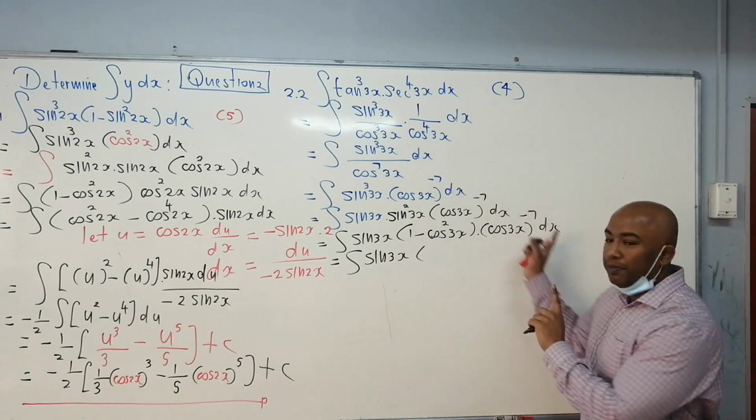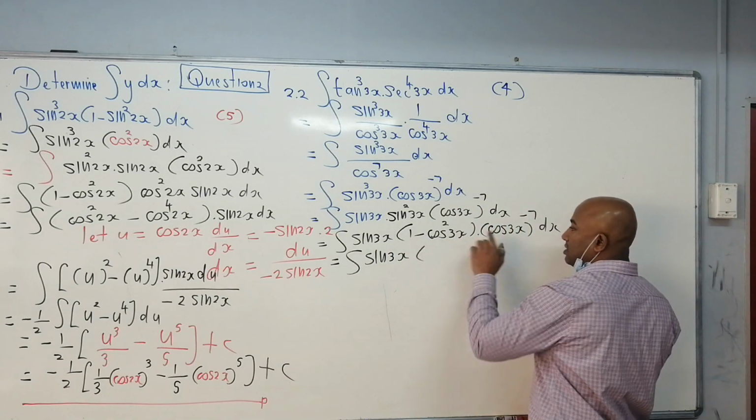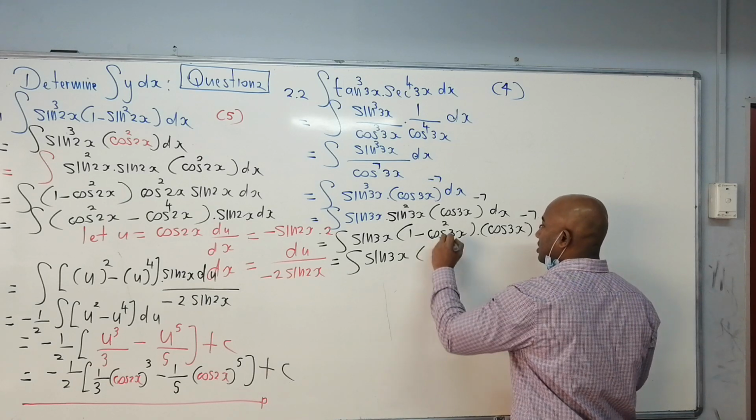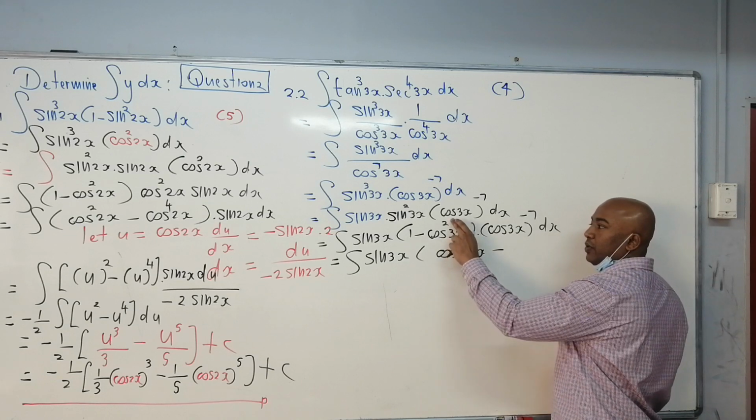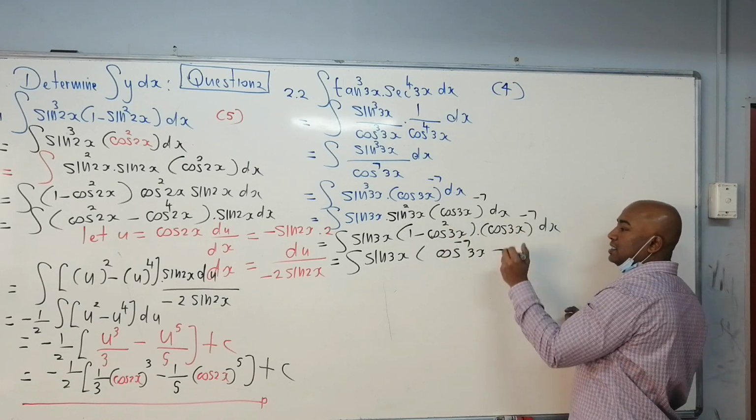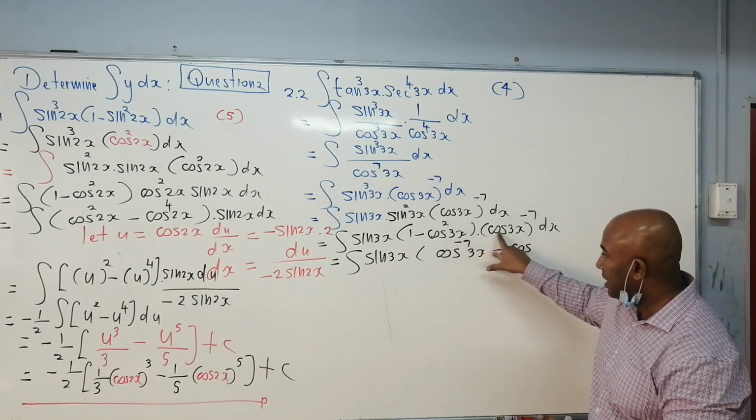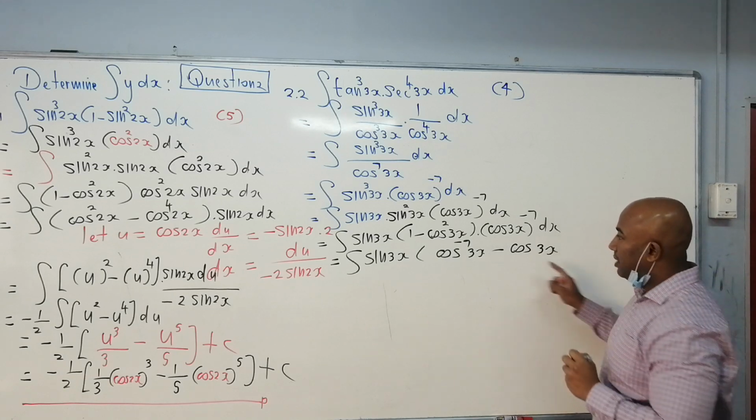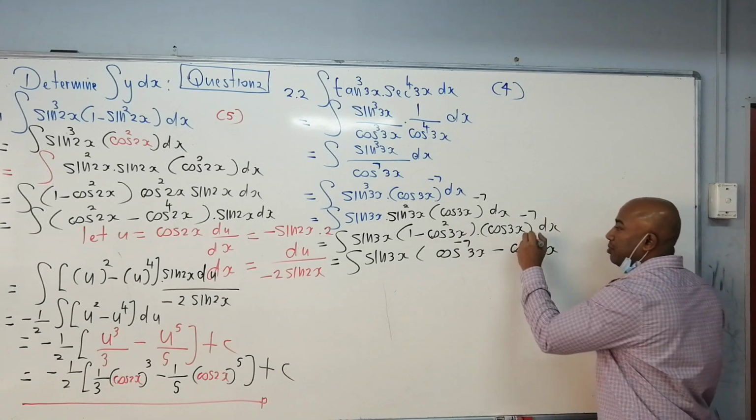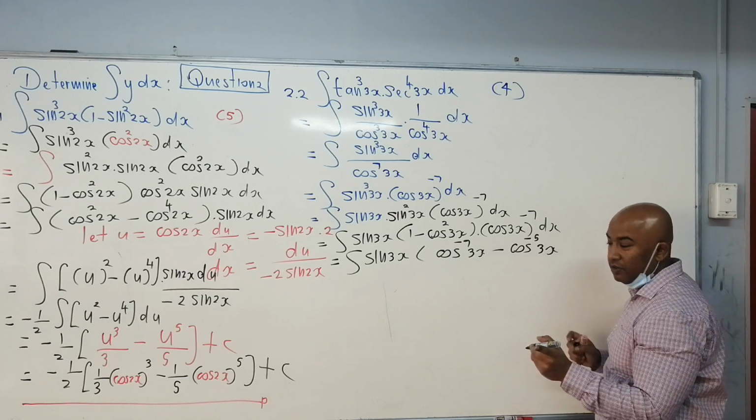What do I do? Multiply the like terms all within brackets. 1 times this will be cos to the power minus 7 of 3x, minus cos squared times cos to the power minus 7 will be cos. Be careful here: when you are multiplying and the bases are the same, there's your base here. But this is 2 minus 7, it should be minus 5. You add the exponents, that's the exponent.